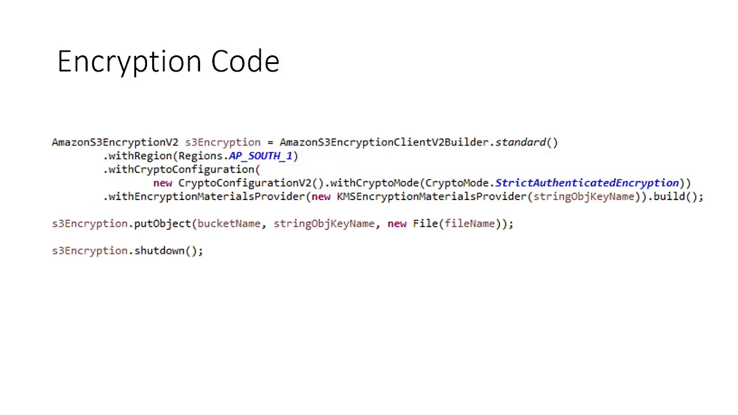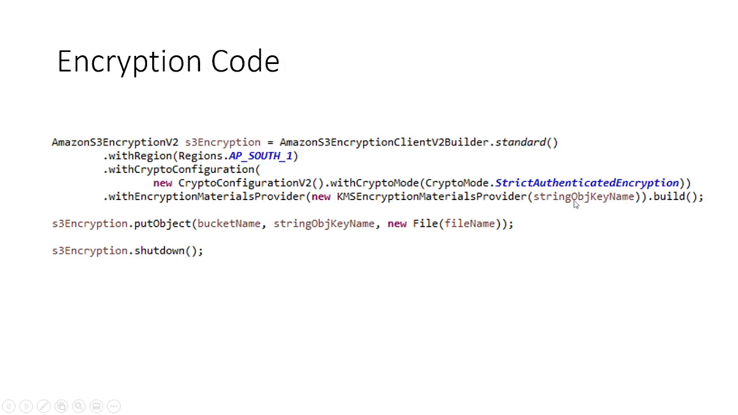So let's look at the code. The encryption code looks something like this, where this is the object we are creating for Amazon Encryption v2. Remember to use the latest SDK version, because if you use the previous older version of the Amazon SDK, then you may face challenges with the setting of region. Even if you set the region over here in the older version of the Amazon SDK, it is taking the default region. All right, so this is the crypto configuration where we are using the strict authenticated encryption.